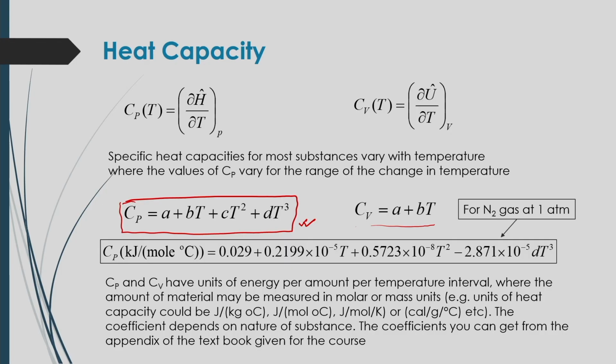As an example, for nitrogen gas at 1 atmospheric pressure, the specific heat capacity of nitrogen gas in kilojoule per mole per degree Celsius is given here in the slides. Here see how these A, B, C and D values are there for the specific heat capacity at constant pressure. So, accordingly, these A, B, C and D coefficients would vary with other gases, even other materials also. Those you can find from the textbook, and it is given in the appendix.